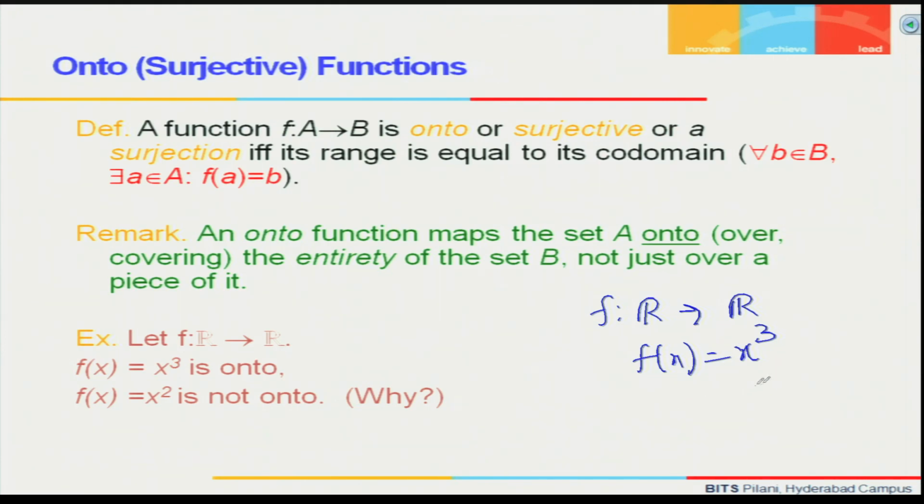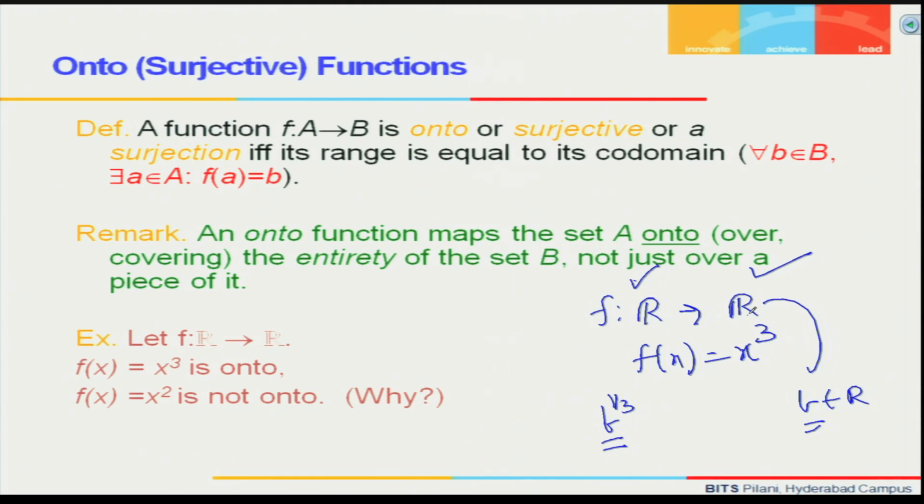You take any real number b. Then the cube root of that real number is also a real number, isn't it? So every element here will have a pre-image in real numbers again. Hence the function defined by f of x is equal to x cube is an onto function.